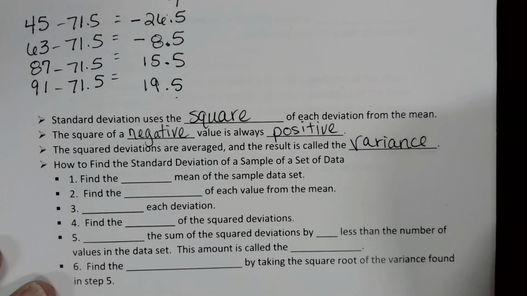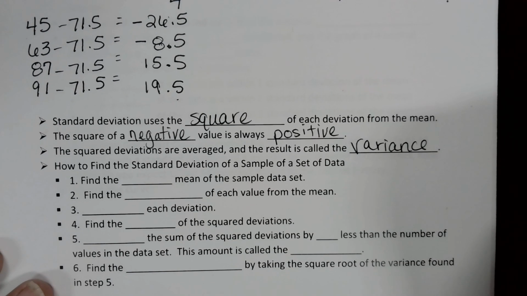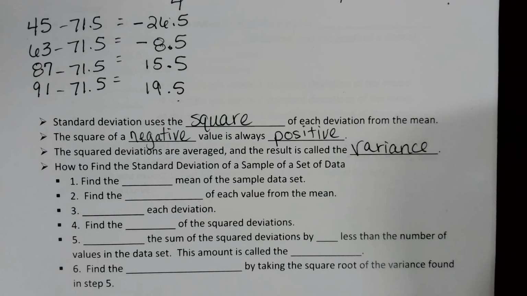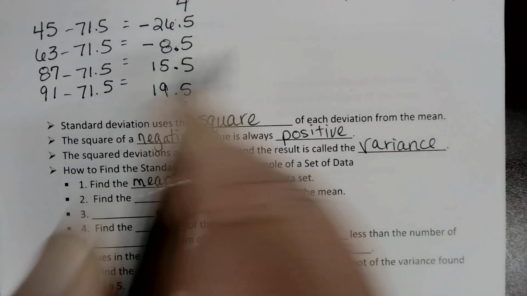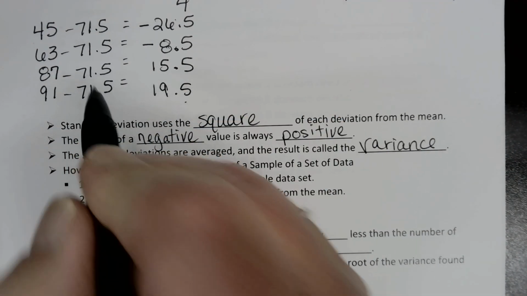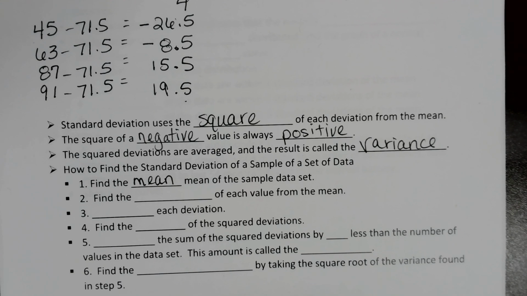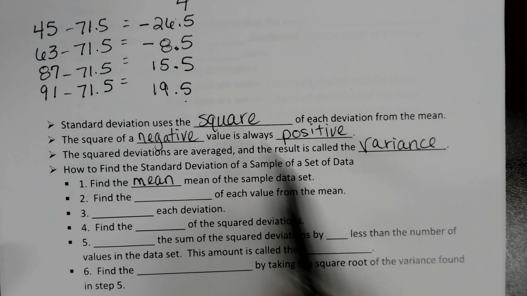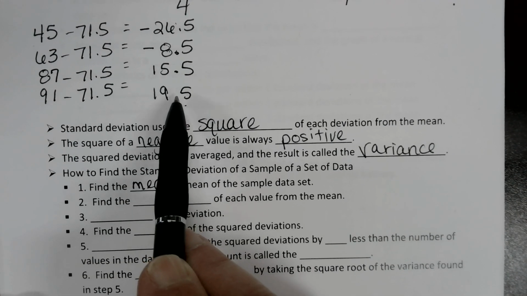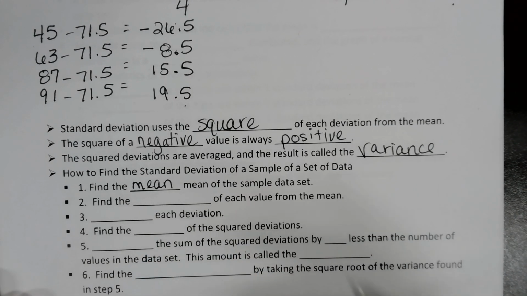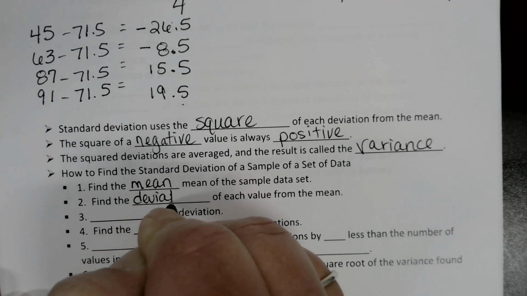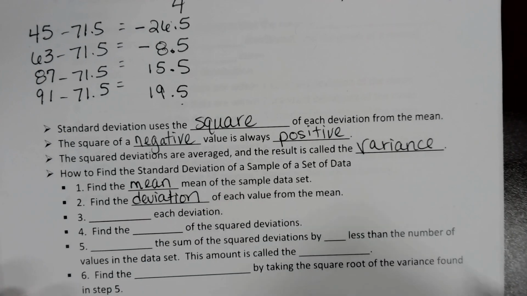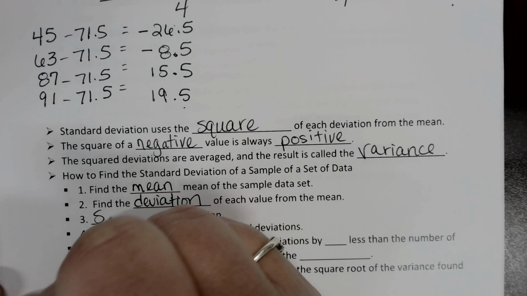Okay? So how do we do this? We find the mean of the sample data set. Oh, we did that. What was the mean up here? 71.5. Then we find the deviation of each value from the mean. Oh, we did that. This is their deviation. Then we square each deviation.